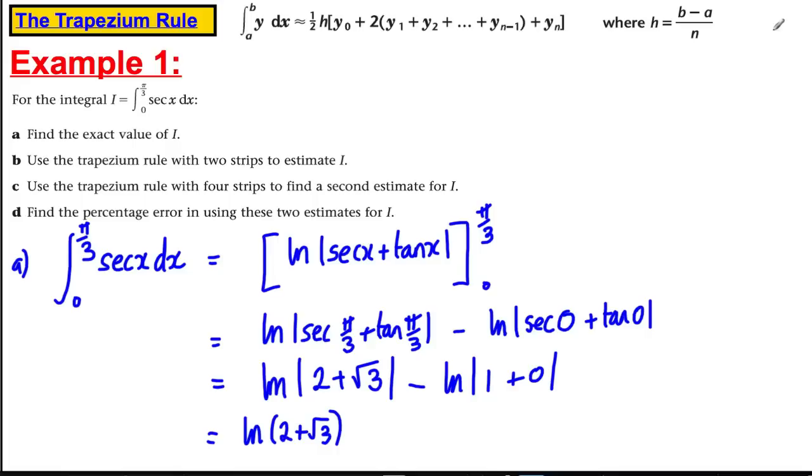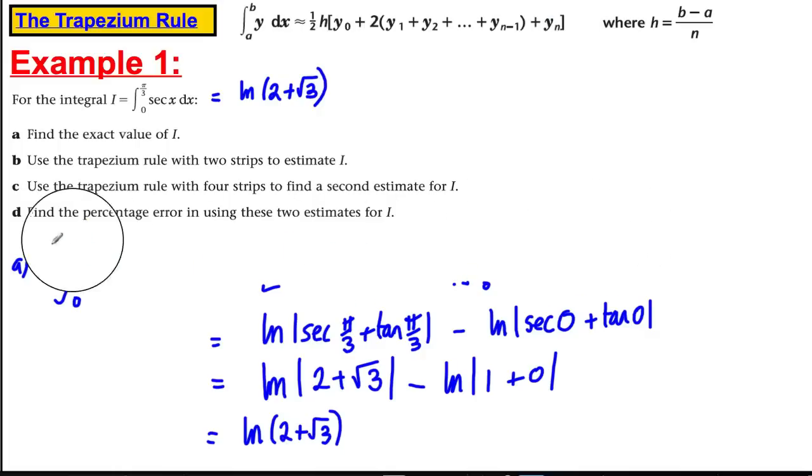So this is the exact answer to the integral. I'll write that up here for future reference. I'm going to rub this out. This is actually equal to ln of 2 plus root 3. So that's the exact answer. Right, let's have a go at the other parts.